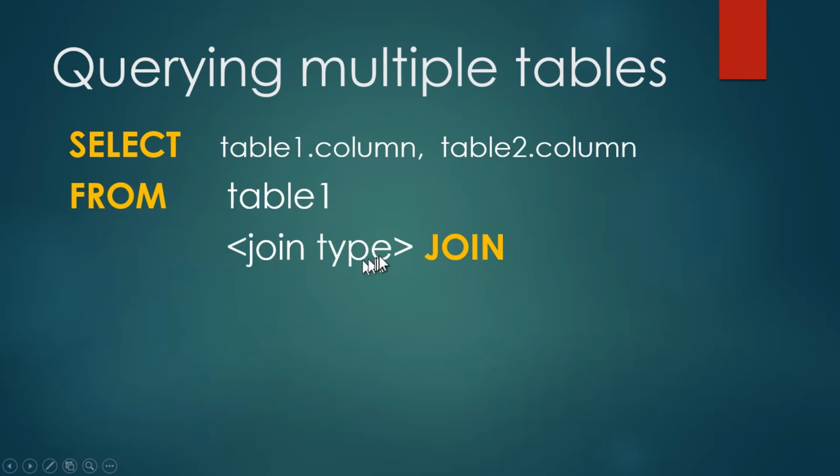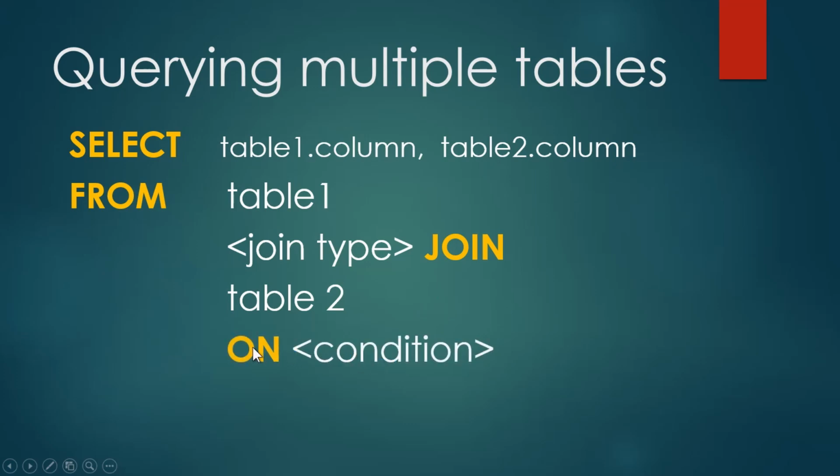We had the join type. Now, I'll come to what join types are possible. So it was table 1, a type of join. In our case, it was inner join. And then the second table that you were joining to. And then the word on, and then the condition that you are joining on.